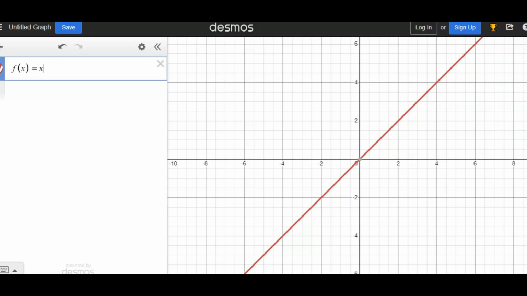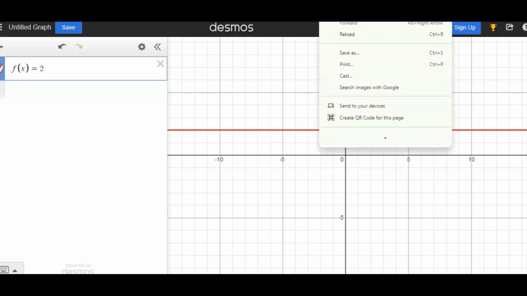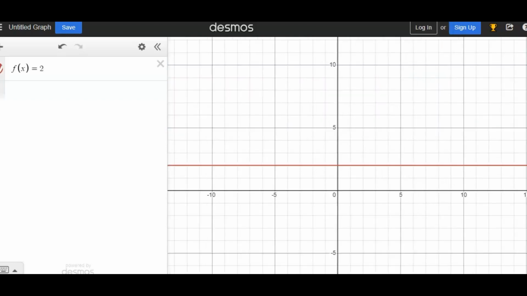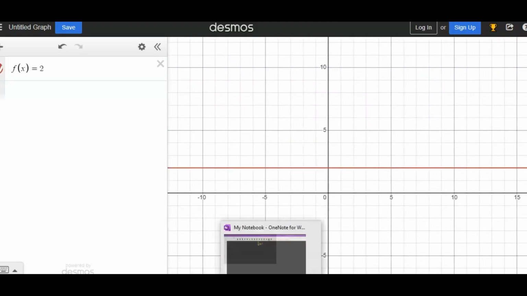So if you draw this in Desmos, our function is f(x) = 2. So we get a function like this. Now let's talk about polynomial functions. So what is a polynomial function?